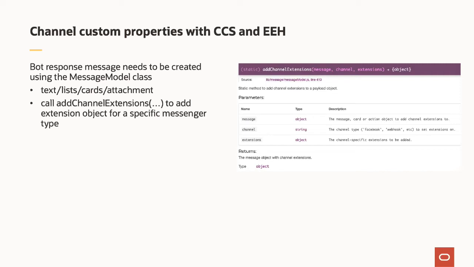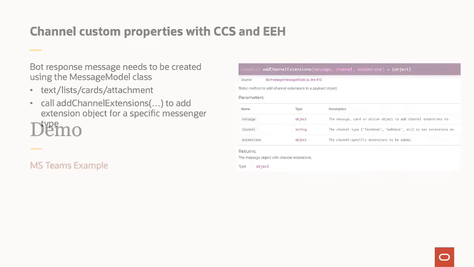If you didn't attend the live session, then once you have this message object, all that you do is call context add channel extension, pass that message object as the message argument, and give a string name of the channel. So here in the example it is Facebook or webhook. And then you can specify an object, and this object is what you would send as a channel custom extension. Yes, so you have that available in your own code as well.